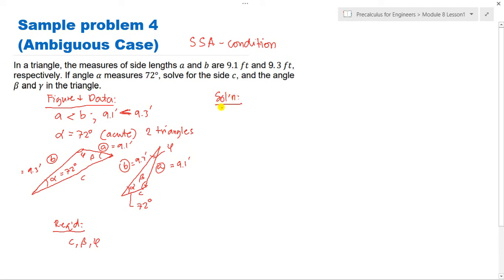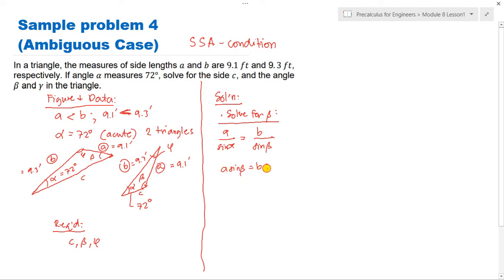So solution. So let's solve. Here mas dali kung mag-solve ta sa beta. Okay? Mag-solve ta sa beta. So here we're going to solve for beta. So that is ang given kay A over sine alpha man. So that is A all over sine alpha is equals to B all over sine beta. That is, if we're going to cross multiply, that is A sine beta is equals to B sine alpha. Then divide both sides by A, we have sine beta is equals to B over A sine alpha. Then take the inverse, so we have now beta is equal to arc sine of B over A, then sine alpha.